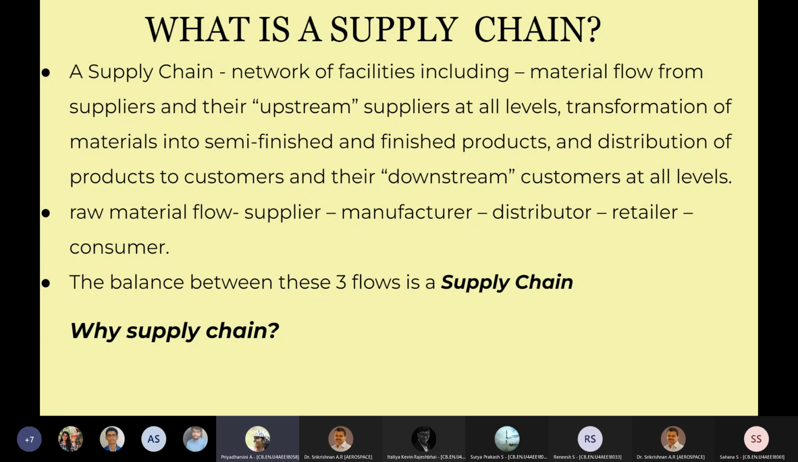So information and the money flows in the reverse direction, and the balance between these three flows is what supply chain is all about. So why supply chain? It basically helps in minimizing cost. It will cut down the delivery time. It will also improve the profit, and at the same time it will maintain the highest standards. So before setting up this first restaurant in India, McD actually infused 400 crores in supply and delivery chain alone.